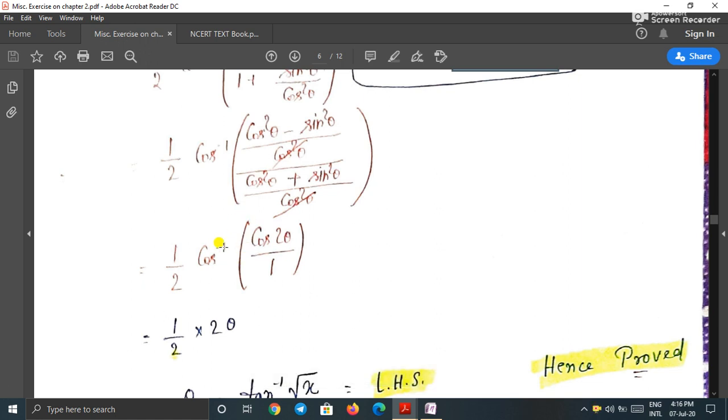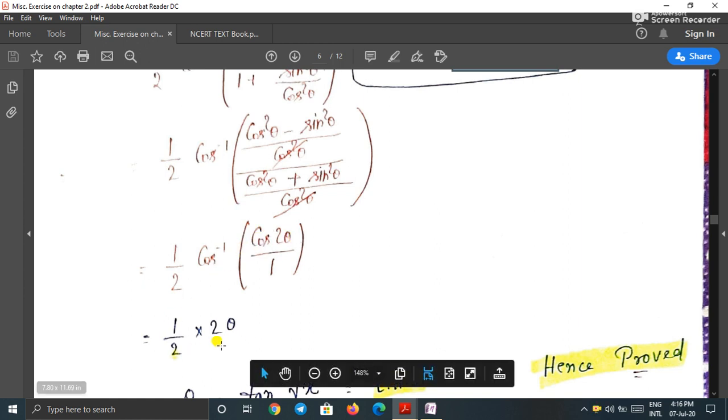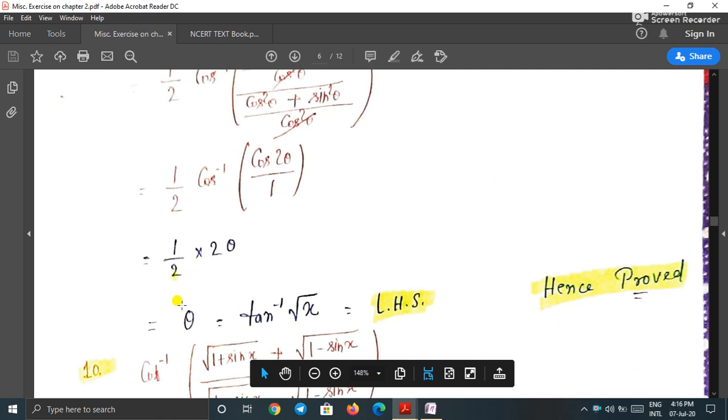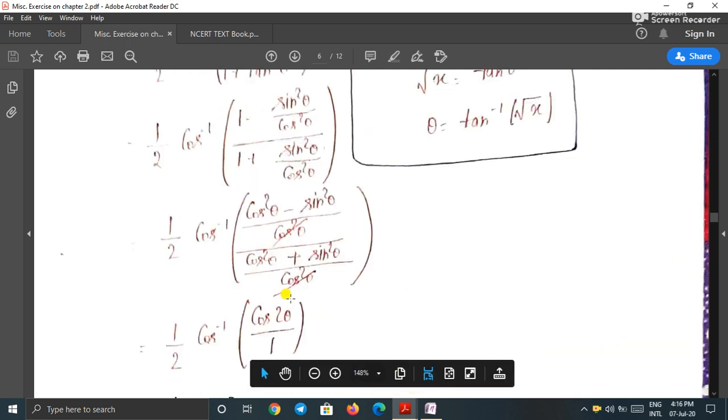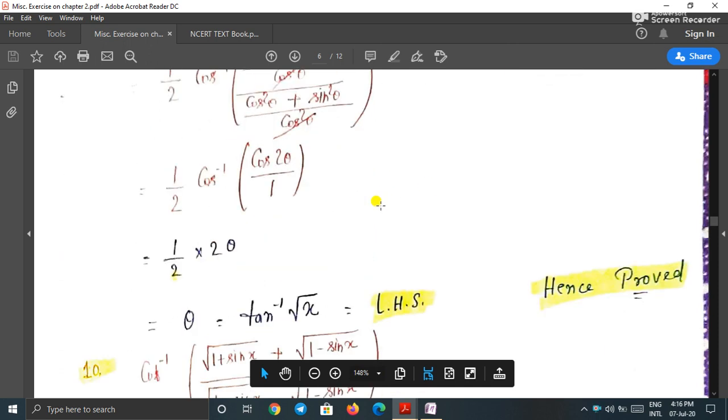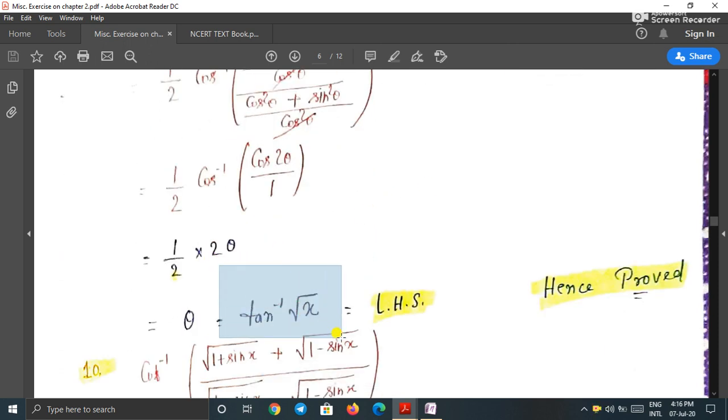Now, cos inverse and cos, using the property of inverse function, it becomes an identity. So it is equal to 2 theta. 2 is cancelled out by 2. Your answer is theta. But you have to give the answer in that variable in which the question is given. So the value of theta is what? The value of theta is tan inverse under root x. So your answer will be tan inverse square root of x.